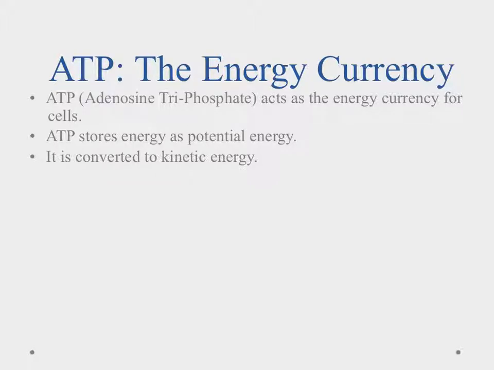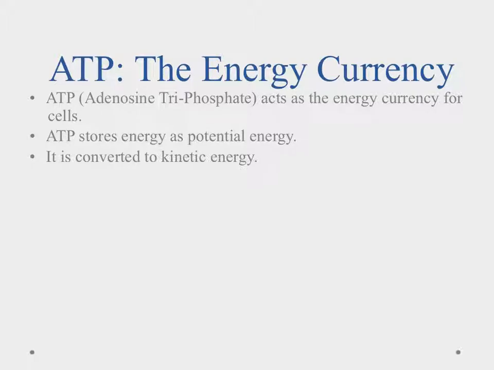Okay, so let's begin today with a little discussion about ATP. ATP, or adenosine triphosphate, acts as the energy currency for the cells. So ATP is the molecule that the cells use for energy. Even though we get our energy from the food that we eat, the cells can't use that. They have to use this ATP.